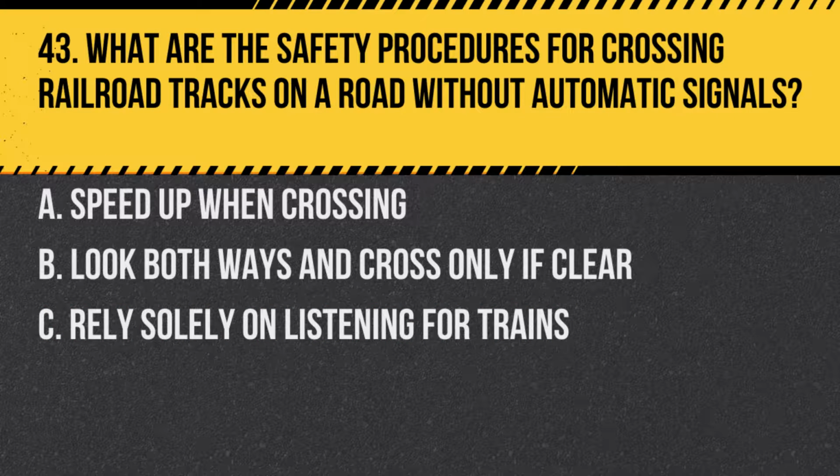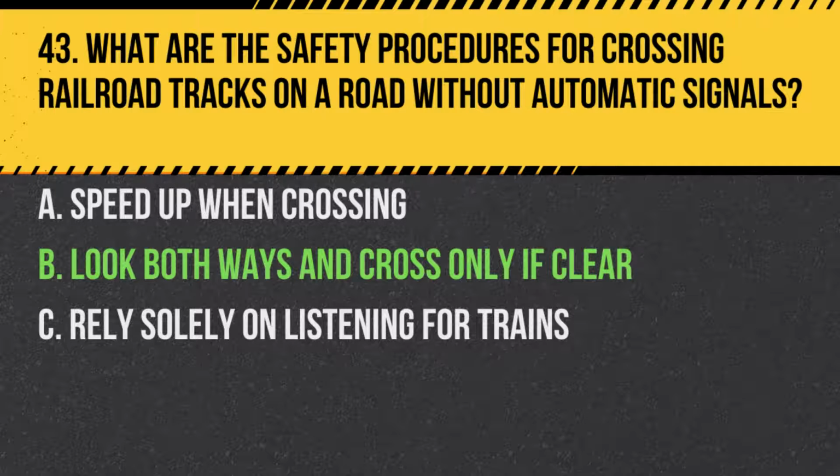Question 43. What are the safety procedures for crossing railroad tracks on a road without automatic signals? A. Speed up when crossing. B. Look both ways and cross only if clear. C. Rely solely on listening for trains. Answer: B. Look both ways and cross only if clear. At railroad crossings without automatic signals, you should look both ways and only cross the tracks if you are sure no trains are approaching. Question 44.